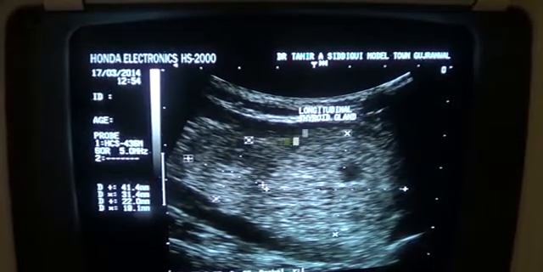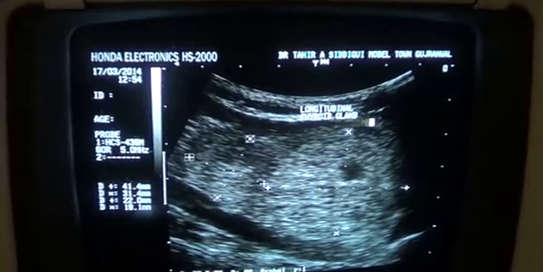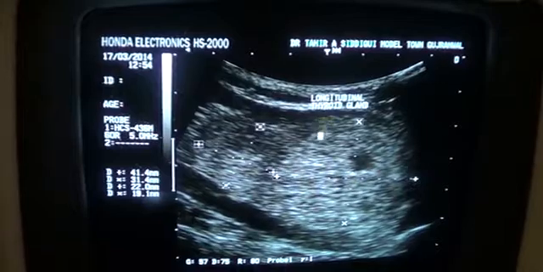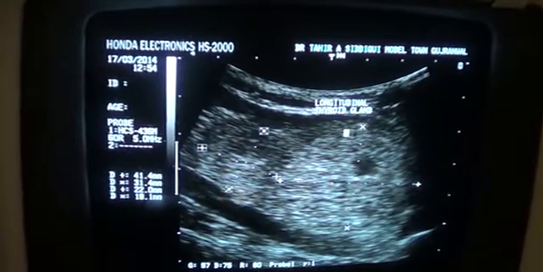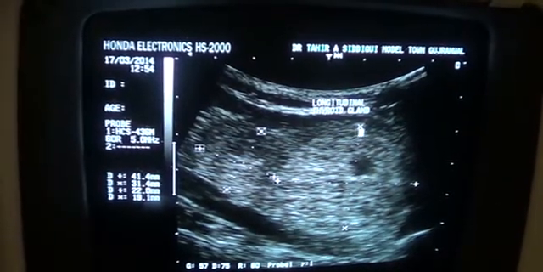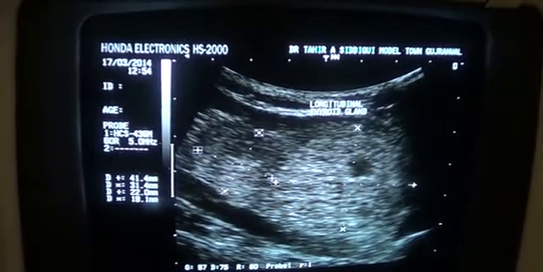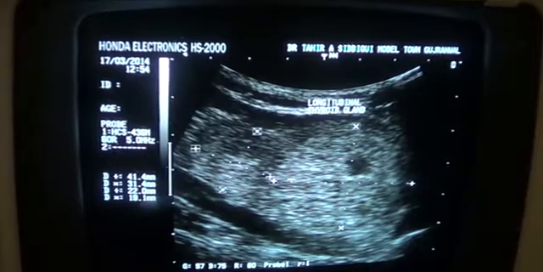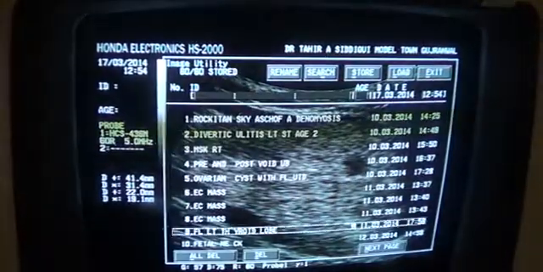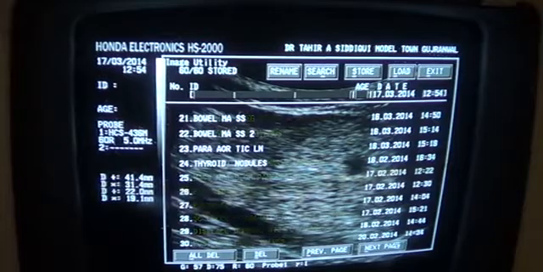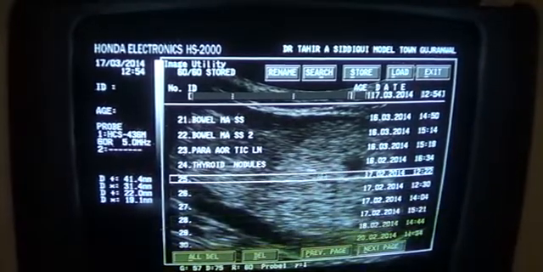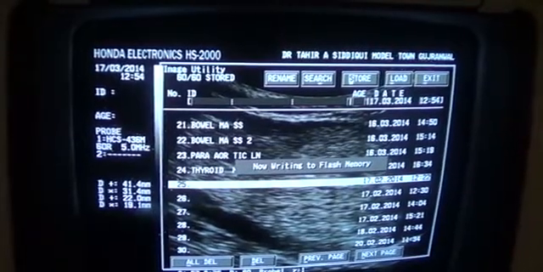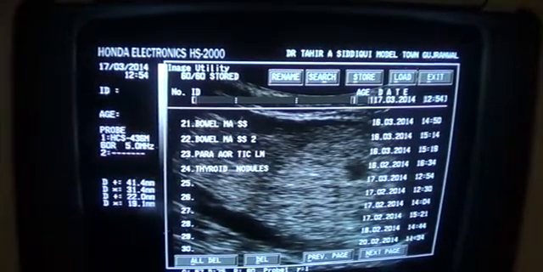This is the thyroid gland, and here you can see there is a curve, suggesting that the thyroid gland is being expanded by the pressure of this solid mass. So she will need a radioisotope study for this particular mass.